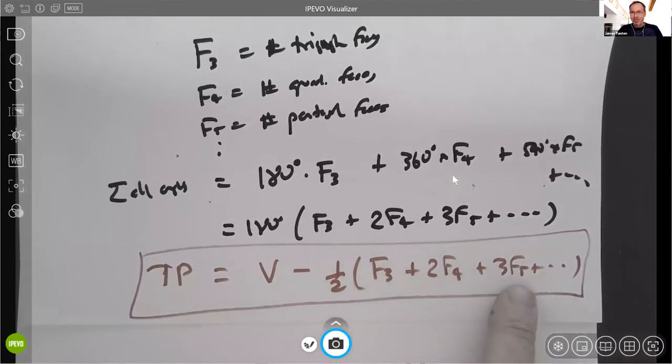How many pentagons do I have on my polyhedron? Just count how many faces you have of each type and shove into that formula. The total pointiness is that. This is feeling really, really good.